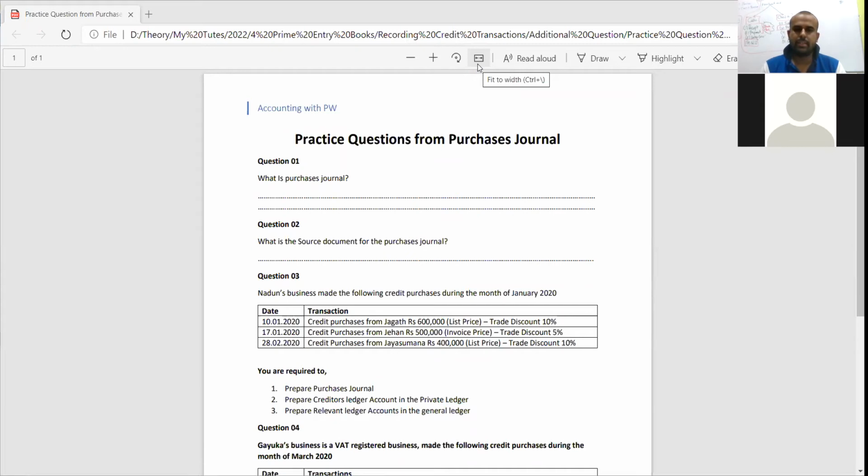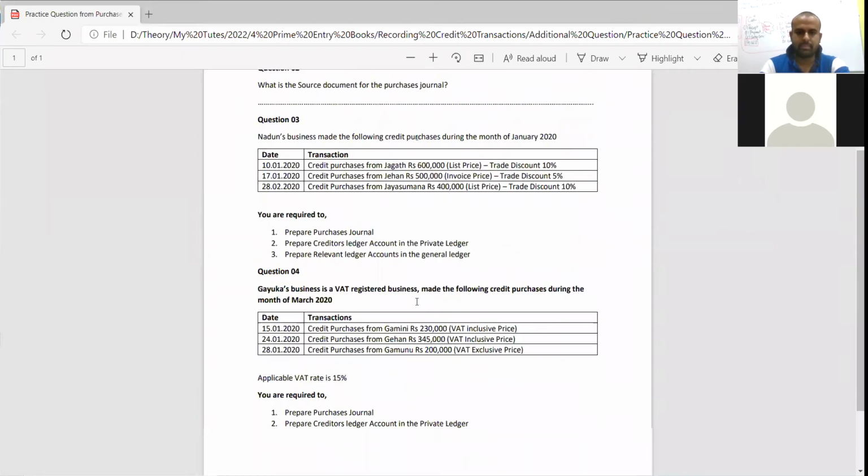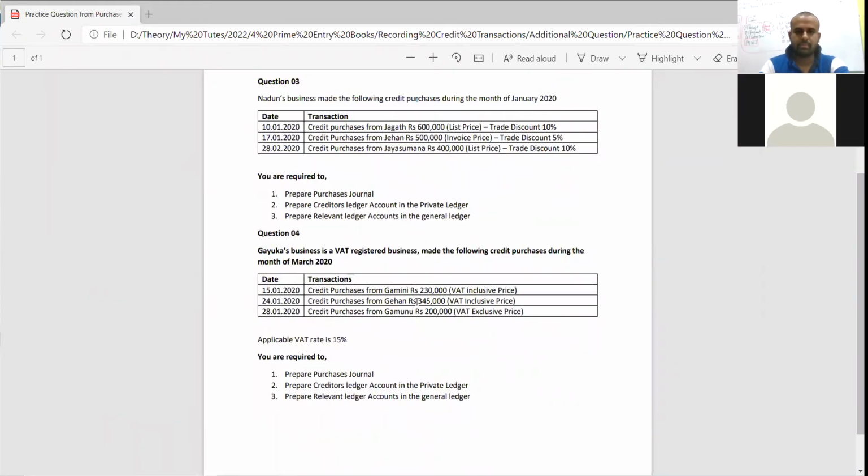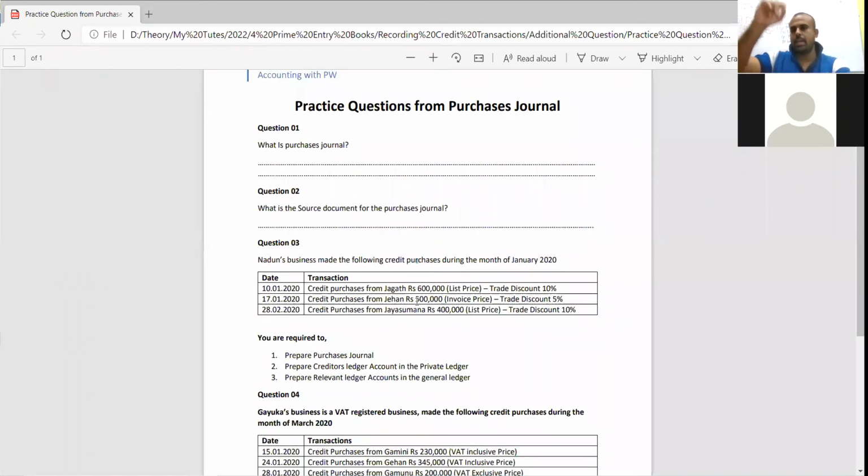Right. Underline the words special journal and credit purchases. Then write down near the definition that cash purchases are recorded in the payment journal.